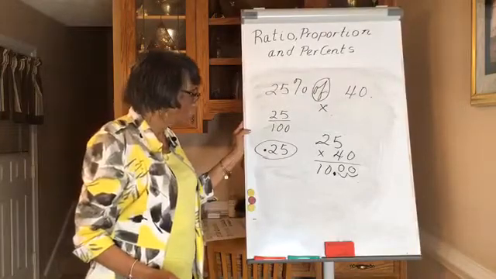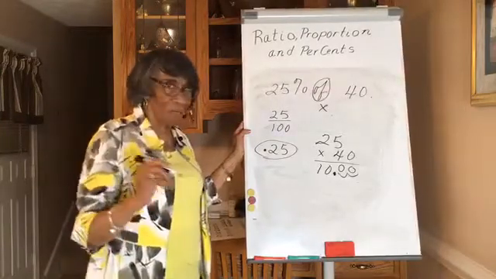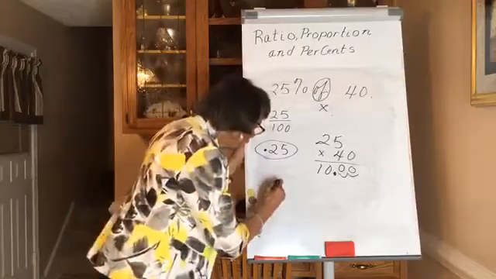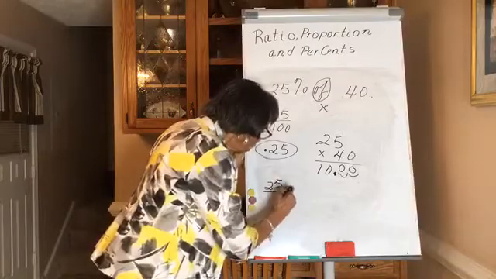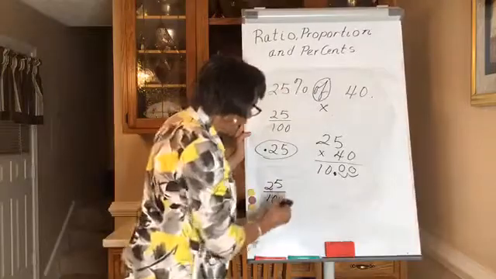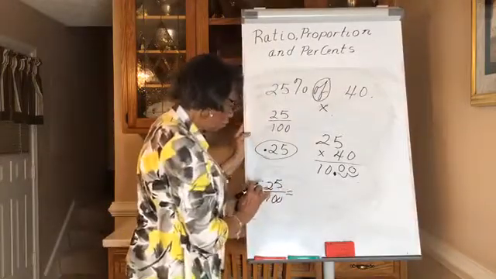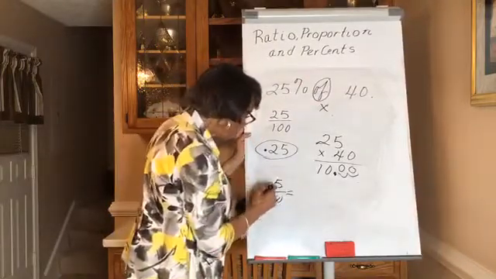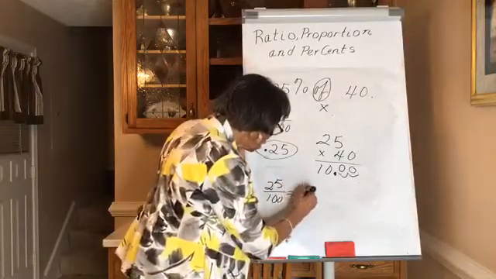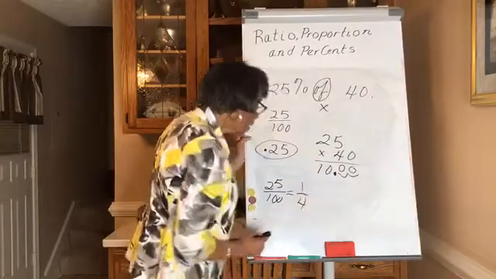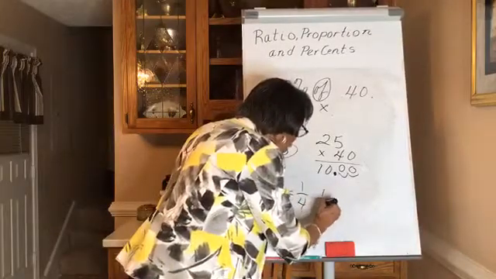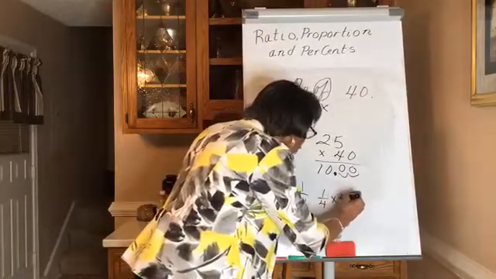All right, another way we could have done it, and I always show my students several ways. 25 over 100, which is the same as 25%. I can reduce that. If I divide both by 25, that's 1, so that's 1/4. And I could have just simply used fractions and said 1/4 times 40.